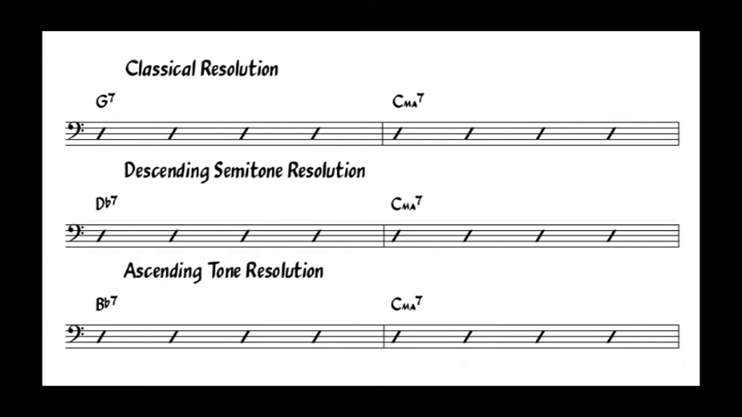A dominant 7th chord can resolve in more than one way in jazz music. There's the classical resolution, chord 5 to chord 1, seen in 2-5-1 progressions. Next, the descending semitone resolution from a semitone above the target chord. And finally, the ascending tone resolution from one tone below the target chord. The latter is the example seen in bars 4 to 5 of Lady Bird.